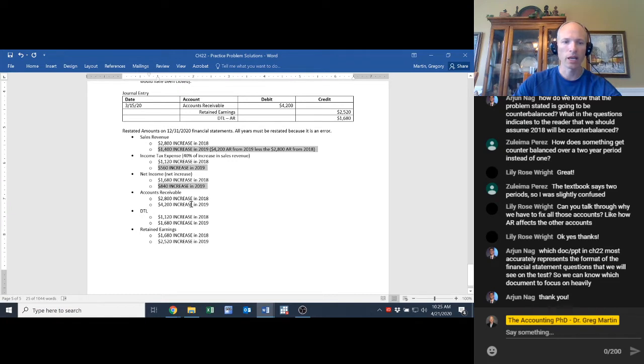All right, accounts receivable. Hopefully that makes sense. The 2,800 increase in 2018 and the $4,200 increase in 2019. Again, whether the 2,800 in 2018 had been collected or not, the total effect over the 2 years is 4,200 in 2019, and that's why we need to increase that. And the deferred tax liability is going to accumulate the tax effect, so we have the initial 1,120 plus the 560 gives us 1,680 in 2019. It's accumulating the effect over both years.